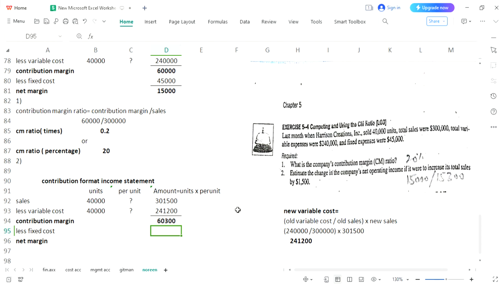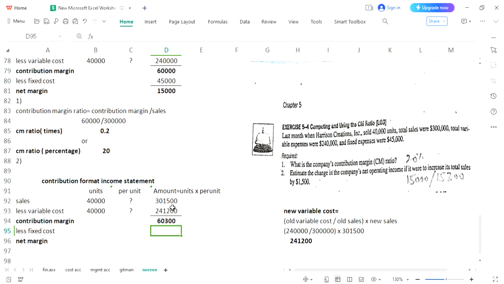Now again, there is a question. When you were selling 3 lakh rupees, your total amount of sale was 3 lakh, and fixed cost was 45,000, and now you have increased your sales from 3 lakh to 3 lakh 1500. So you have increased your sales. Your fixed cost will increase or decrease? This is question for you. You can pause your lecture over here, prepare your answer, and then you can come back.